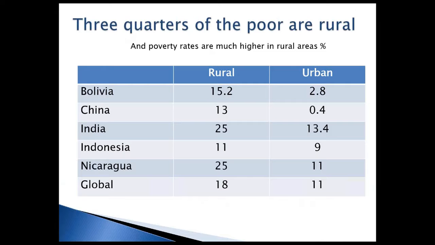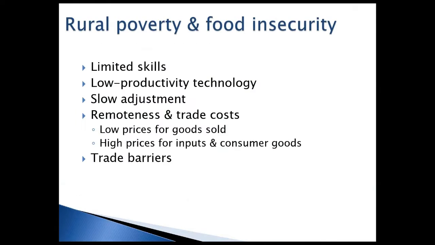Very, very few exceptions. One case where poverty rates in rural and urban areas are similar is Indonesia, where there's been a lot of focus on rural development. So this rural poverty and food insecurity, and we're talking very, very serious problems of poverty and food insecurity.